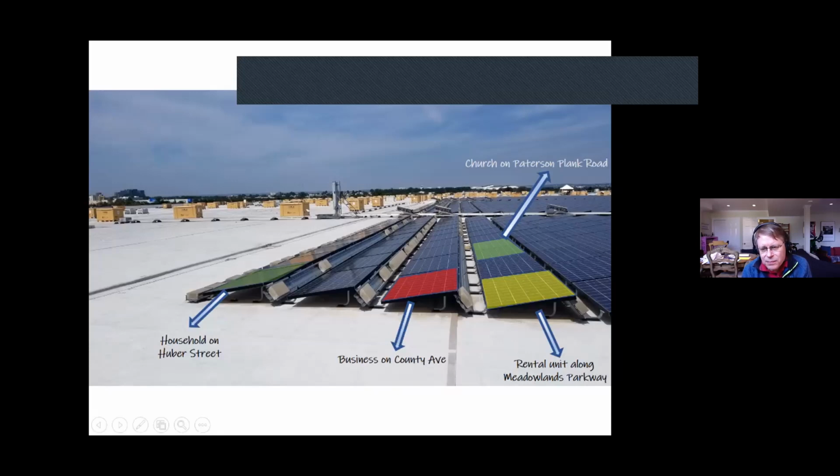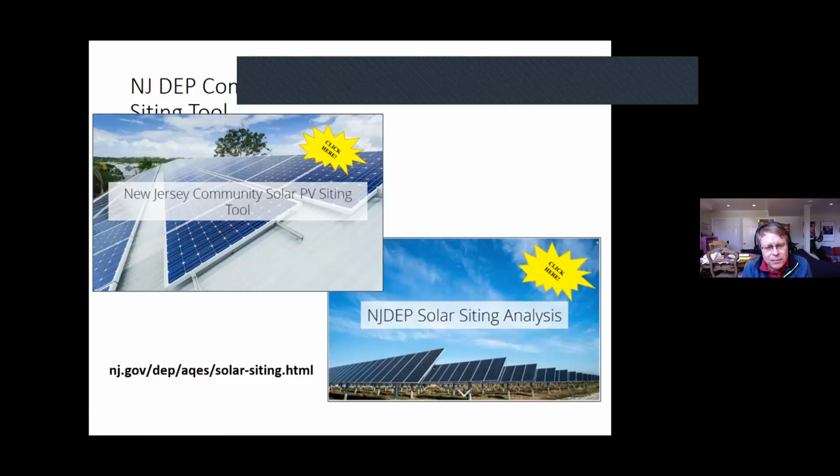And then I thought some of the students might be interested in this very, very cool interactive tool. This is the Department of Environmental Protection website, the NJDEP, and there are a couple of different tools. If you just go to this website, for those of you who like to play around with interactive maps, it is just incredibly cool. You can look at this particular tool and plug in your town name and see all the available places where solar could go in your town.